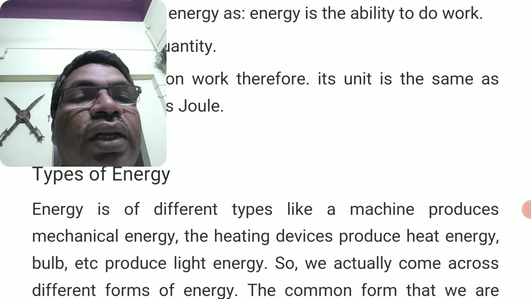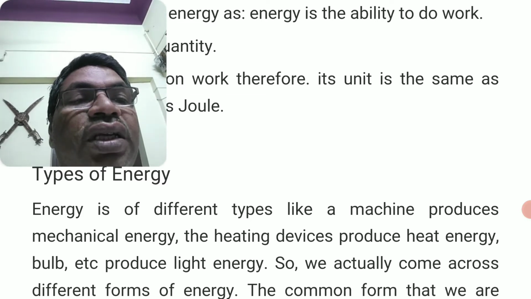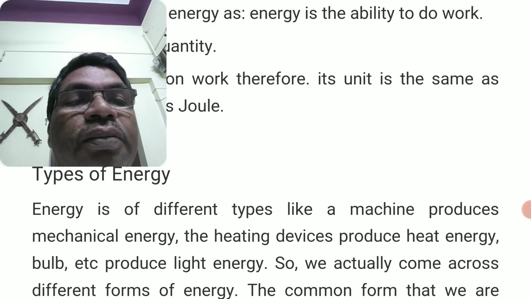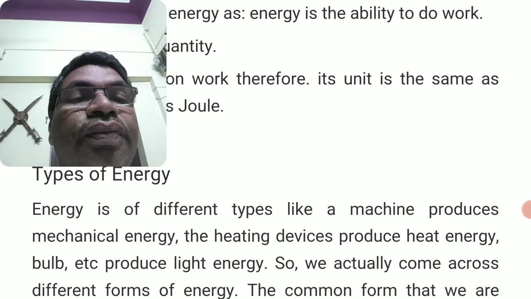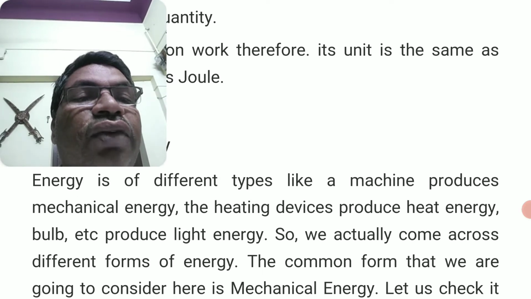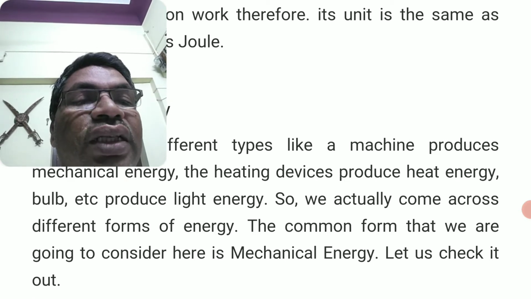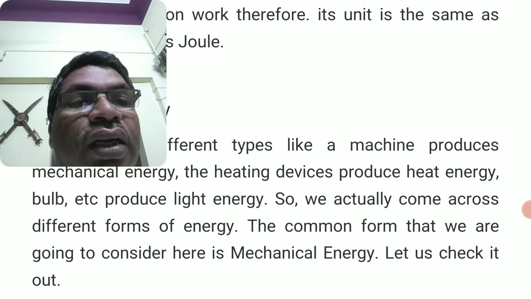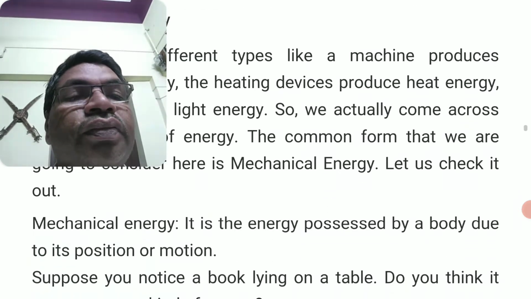What are the types of energy? Energy is of different types, like a machine produces mechanical energy, the heating device produces heat energy, and a bulb produces light energy. So we actually come across different forms of energy. The common form that we are going to consider here is mechanical energy. Let us check it out.